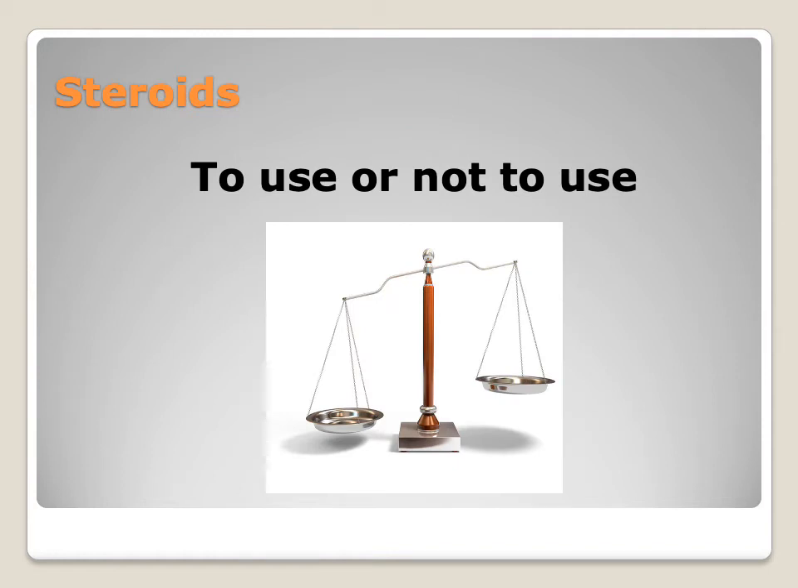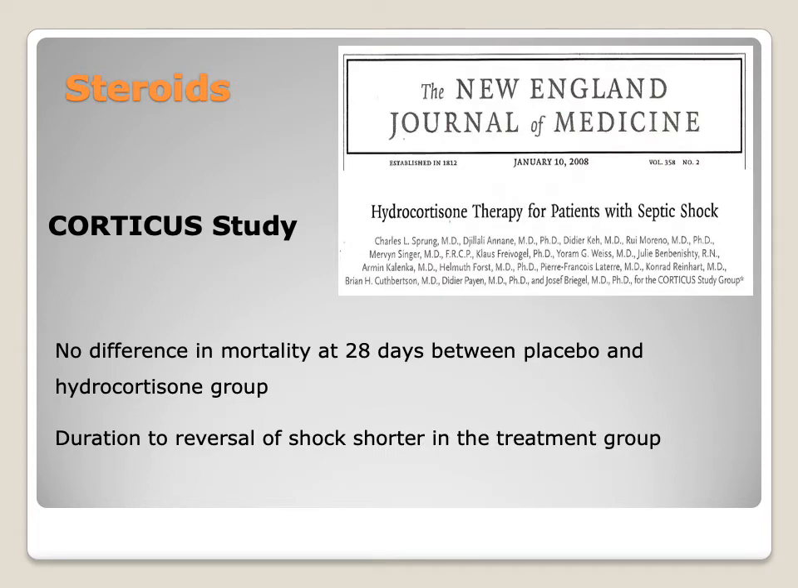Then came along the question of steroids, to use or not to use. The New England Journal of Medicine in 2008 published a study, the Corticus study, in which they proposed hydrocortisone therapy for patients with septic shock. In this study, there was no difference in mortality at 28 weeks between the placebo and the hydrocortisone group. However, the duration to reversal of shock was shortened in the treatment group.